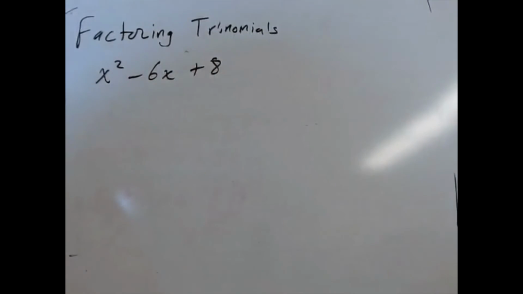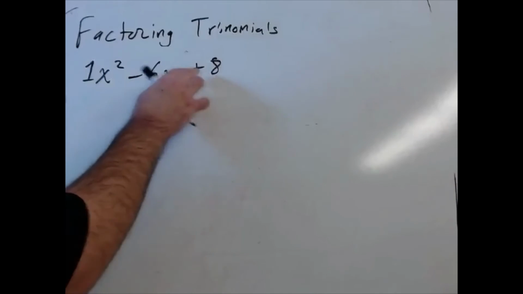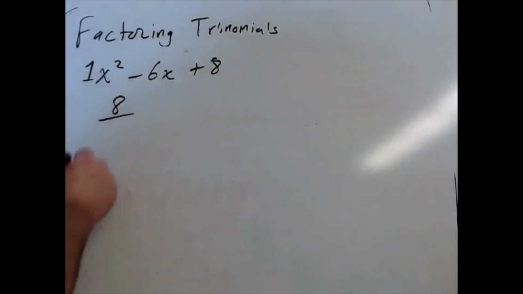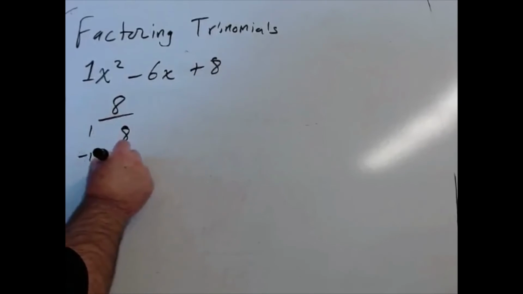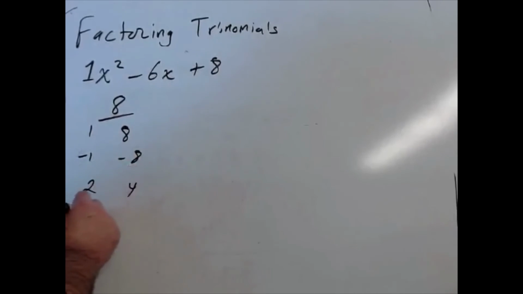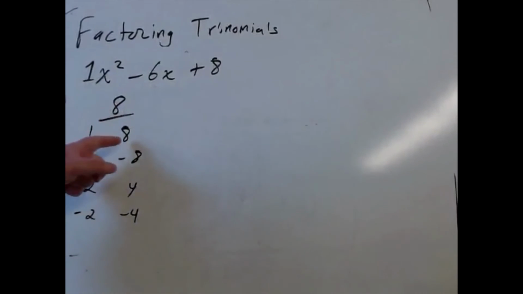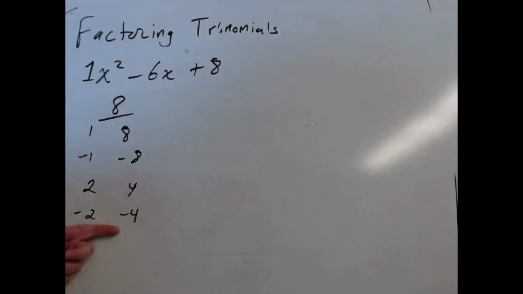So again, I'm going to take the leading coefficient and multiply it by the last term here. 1 times 8 gives me 8. What multiplies to give me 8? 1 and 8, negative 1 and negative 8, 2 and 4, and negative 2 and negative 4. Which pair of numbers do I have to pick? Well, I have to pick the pair of numbers that add up to give me negative 6. 1 and 8 add up to give me 9, so that's no good. Negative 1 and negative 8 add up to negative 9. This is no good. 2 and 4 add up to 6. That's no good. Negative 2 and negative 4 add up to negative 6. So this is the pair of numbers I want right here.